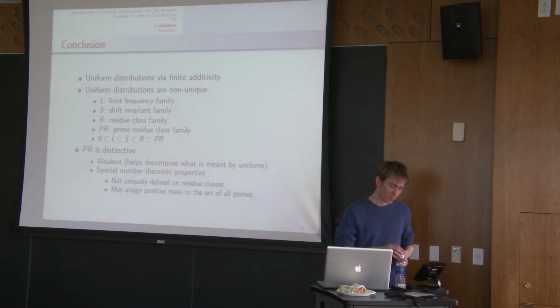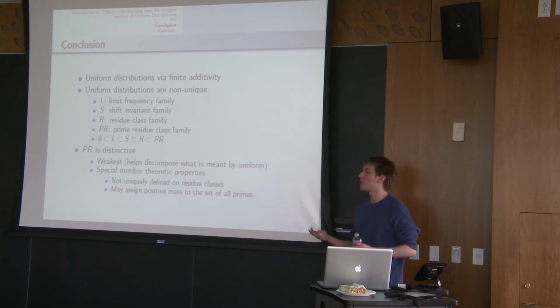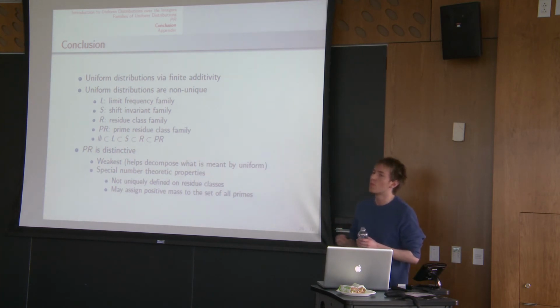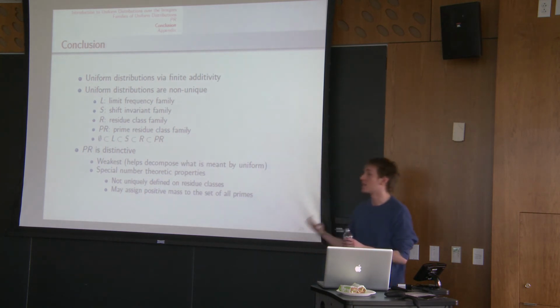So I'm going to summarize. We started wanting uniform distributions, but we could not use probability measure. Probability measure was too strong. The countable additivity axiom was too strong. We weakened that axiom with finite additivity. So we solved the problem of existence, but then our families were non-unique.